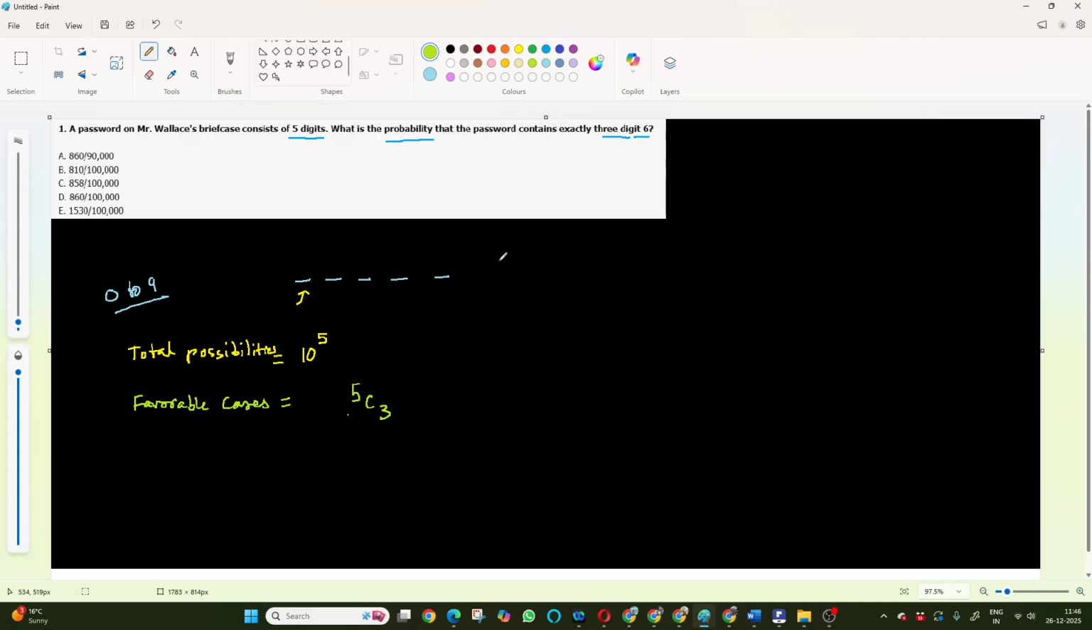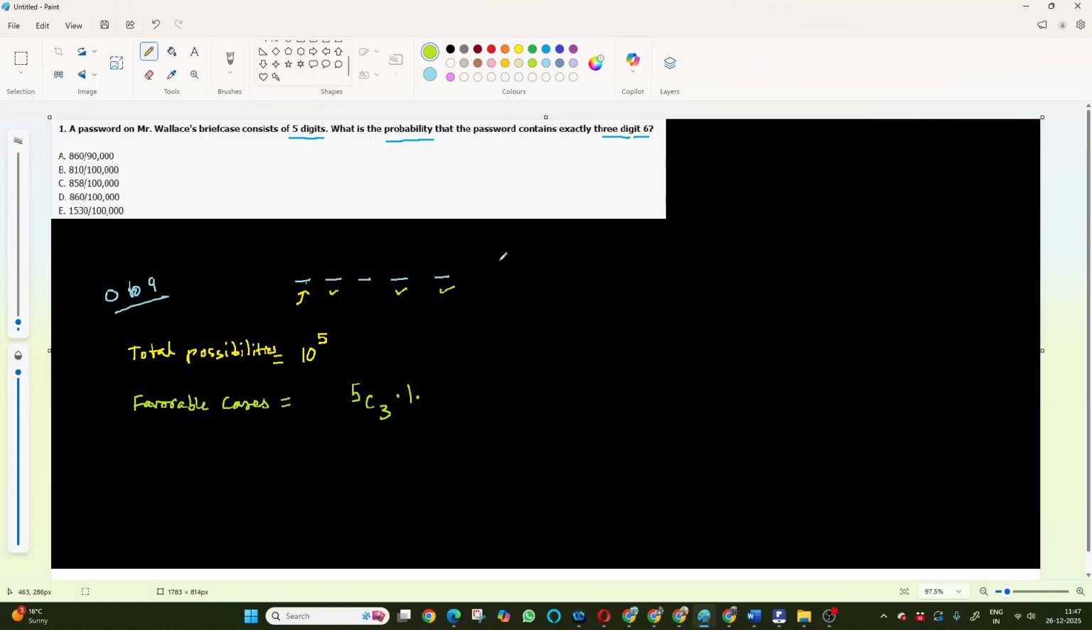Okay. Now, once we have identified those slots, let's say those slots are the second, fourth, and fifth slots. Let's say we find out that these 3 are the slots that we have chosen. Now, when you place 6, there is only one way of placing that. We know 6 is the only digit that's going to sit in each of those 3 slots. So there's only one way of placing that 6 there.